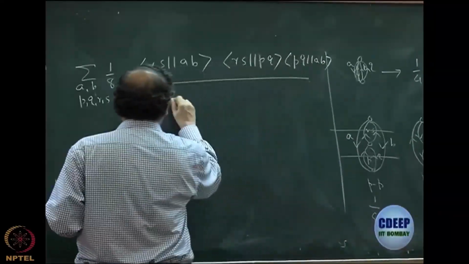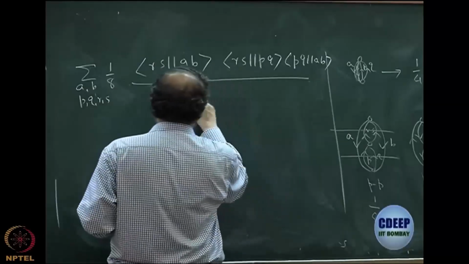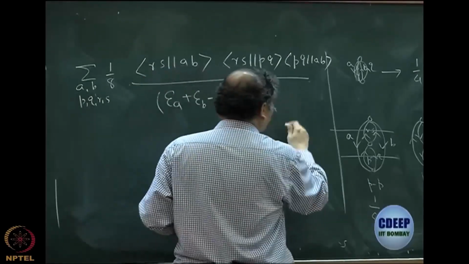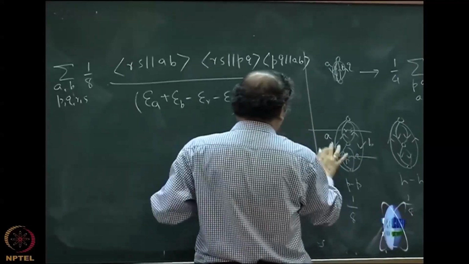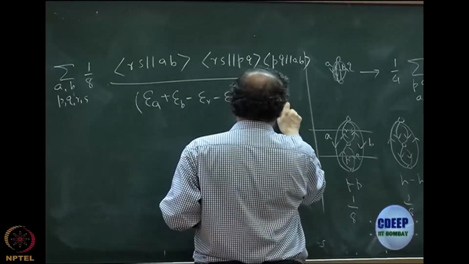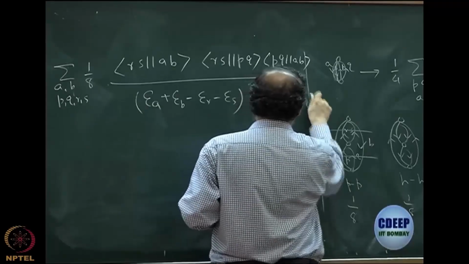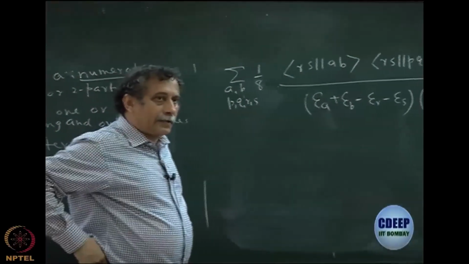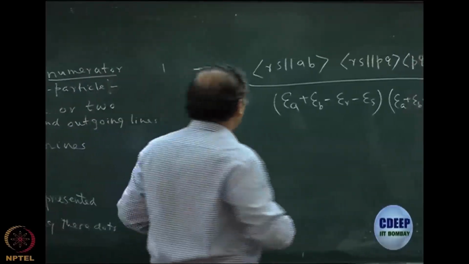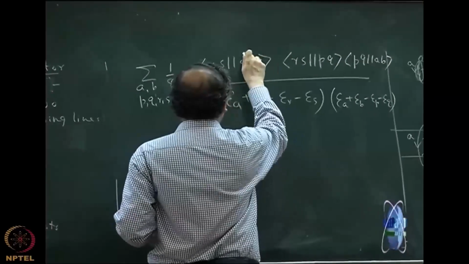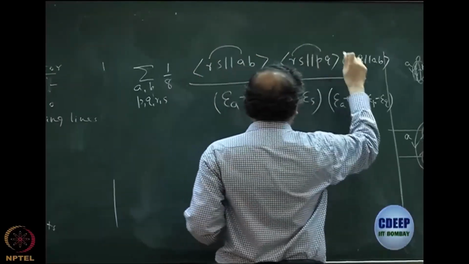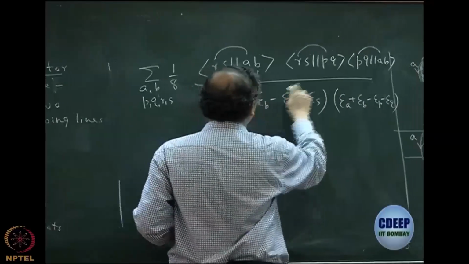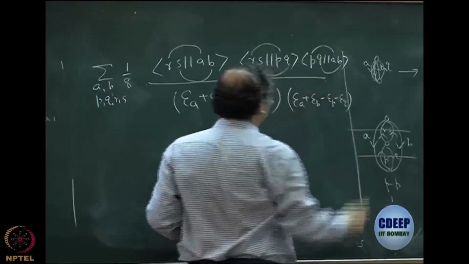So then you have epsilon A plus epsilon B minus epsilon R minus epsilon S divided by epsilon A plus epsilon B minus epsilon P minus epsilon Q. Okay, fine. Up to this part, now we will count the loops. So let's start from somewhere. Let's say A. I have to come back to A to R, R to P, P to A. So one loop. Then I go from B to S, S to Q, Q to B.